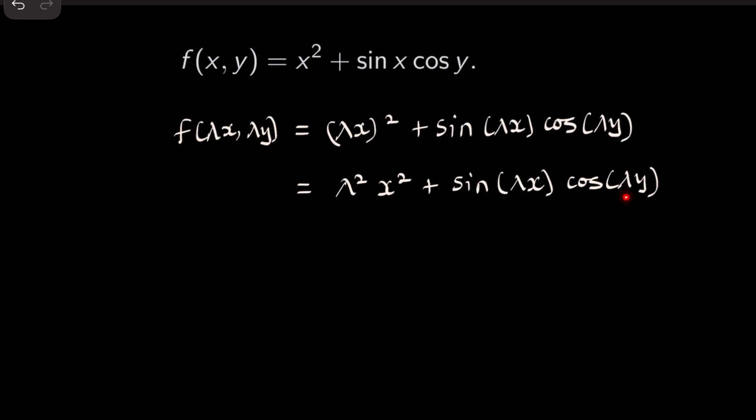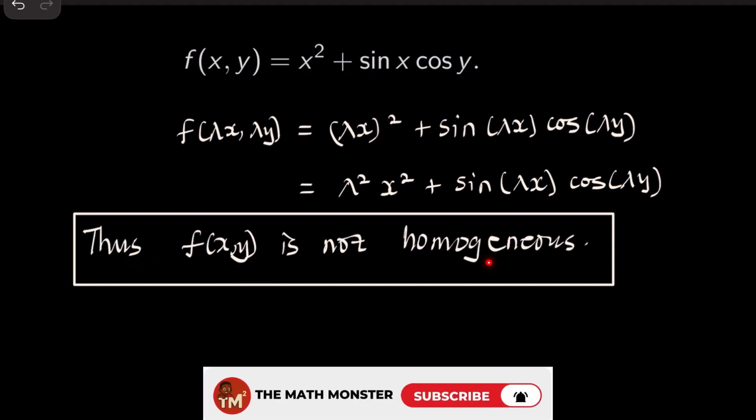Now here, let's focus on the trig functions. Since these are trig functions, we cannot factor out lambda, and so we just have to leave our expression this way. So this function is not homogeneous. That is, f of x y is not homogeneous.